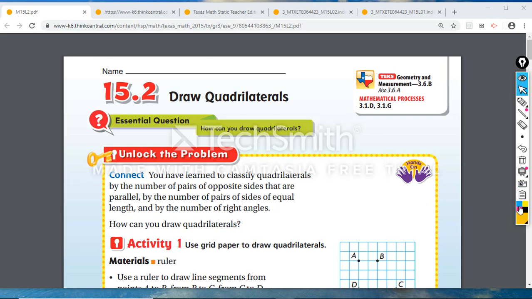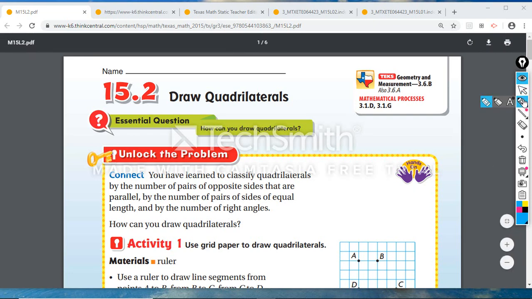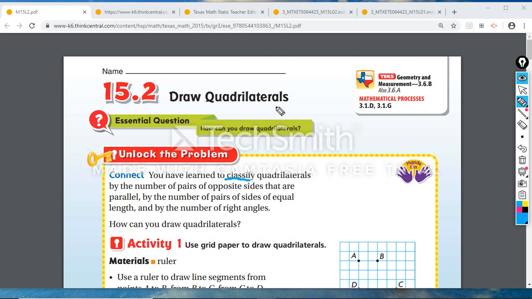We are reviewing 15.2, drawing quadrilaterals. We looked at yesterday, or 15.1 lesson is when we were classifying quadrilaterals. And remember, a quadrilateral is a shape that has four sides and four angles.